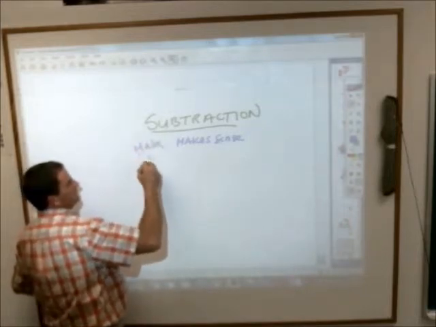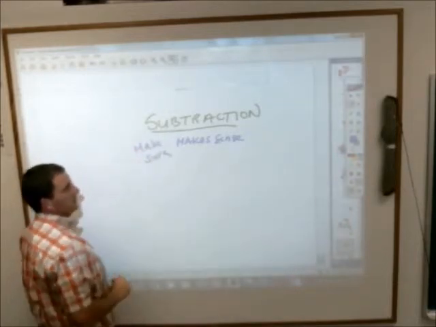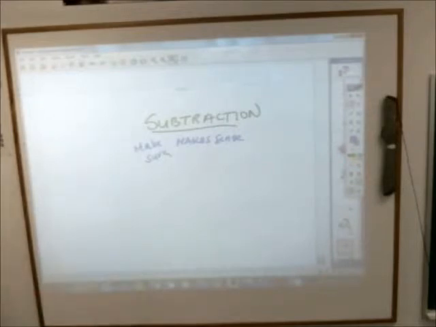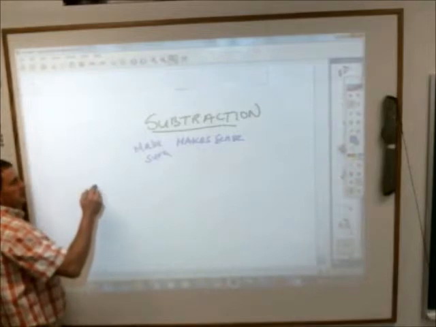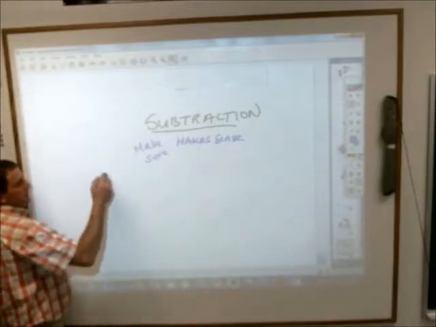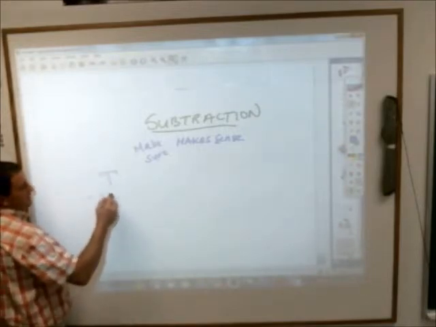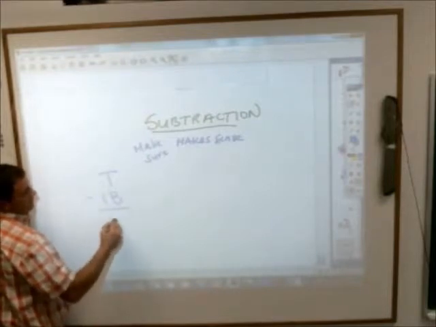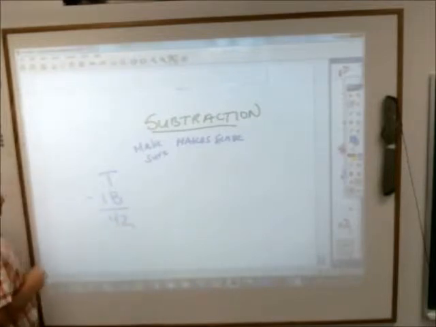Because too often I see people put something that is not even logical just because they think they did it right. You always want to check it. So here, let's look at this one. How about the letter T minus 18 equals 42. You have this subtraction problem here.